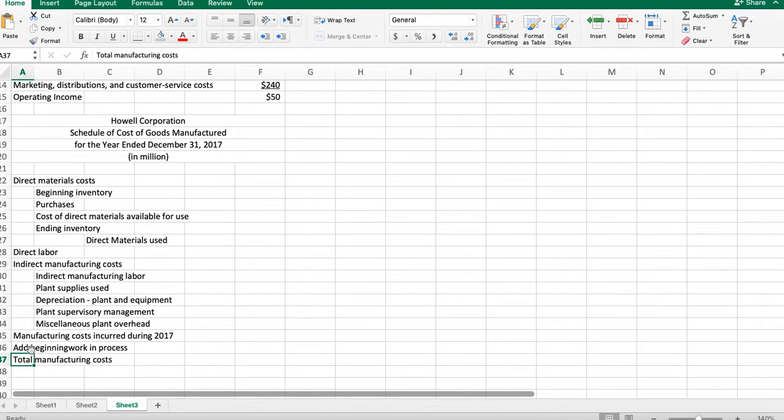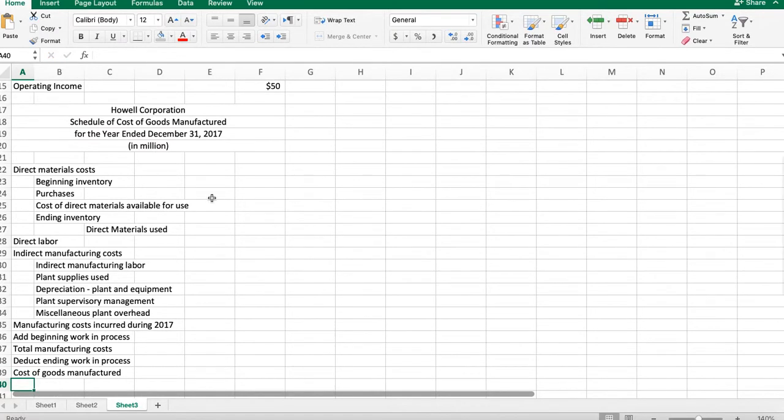we added to that our direct materials used, our direct labor, and our manufacturing overhead, which is our indirect manufacturing cost. That gave us our total manufacturing cost. And then if we deduct from that our ending work in process, so in other things we have not finished, that should give us our cost of goods manufactured. And what that means is, what did it cost us for this period to manufacture the goods that we completed?